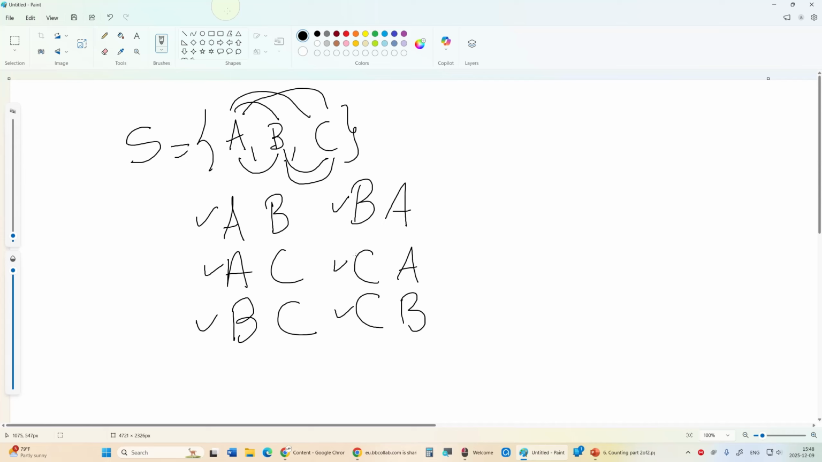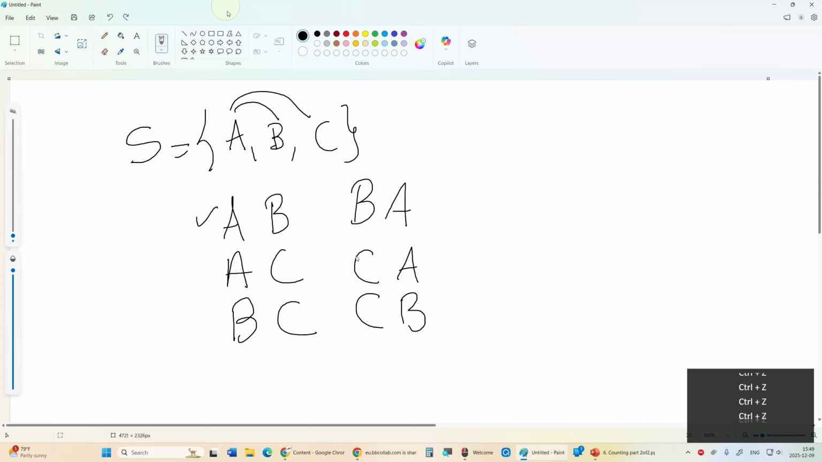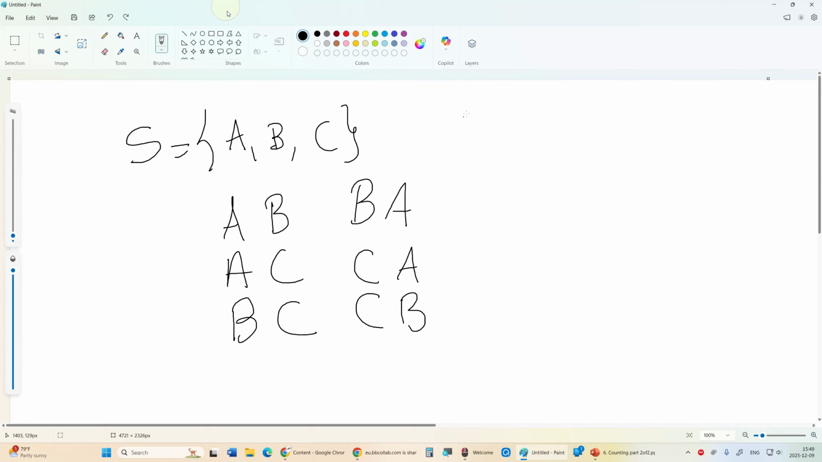So as you can see, this is 6. But again, we can solve it with the same rule, the product rule that we've seen last week, because we have 2 elements. Each one of these, how many possibilities do we have? 3 here, and how many is here? We have 2. So these are 3 times 2, that gives me 6.